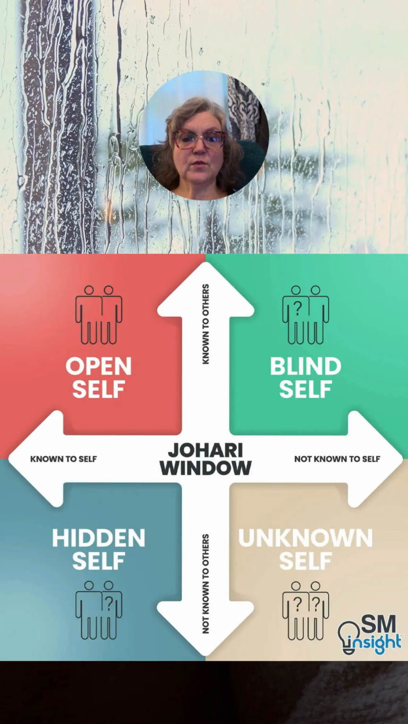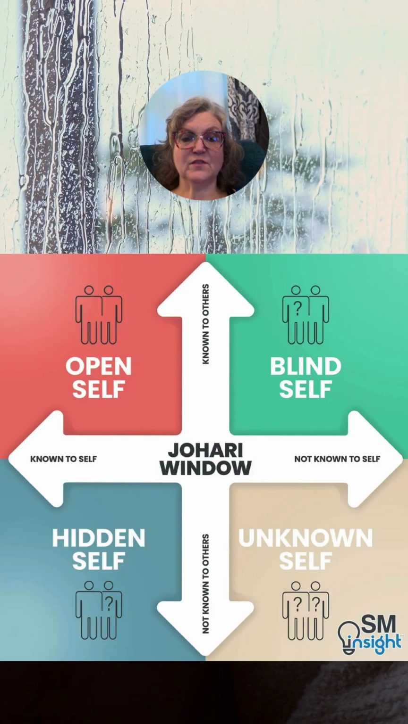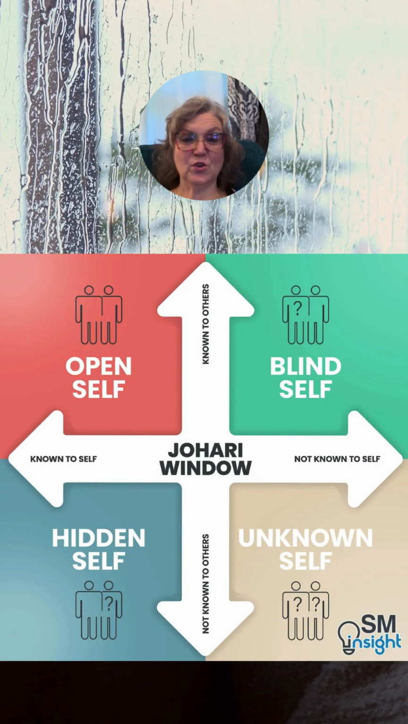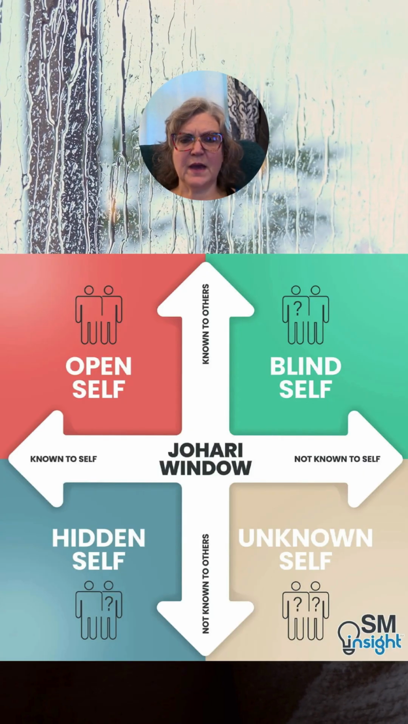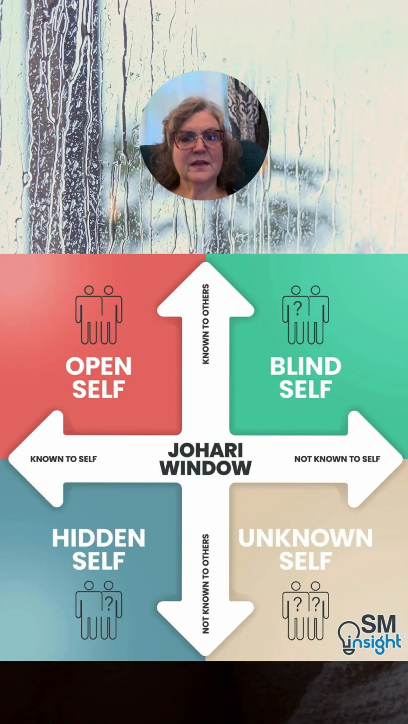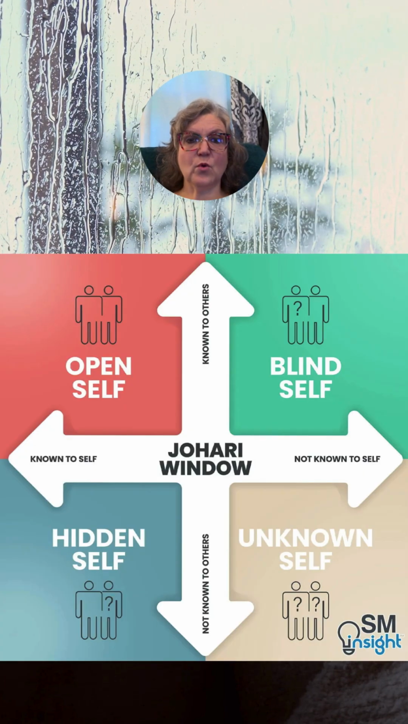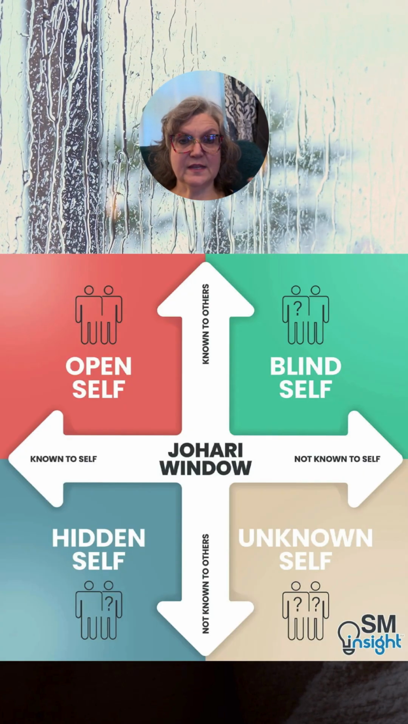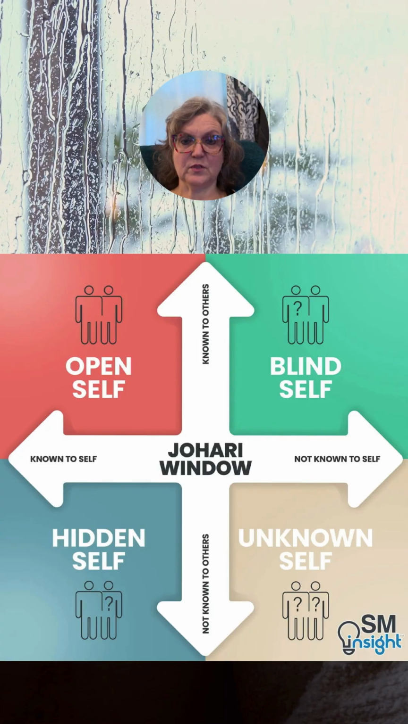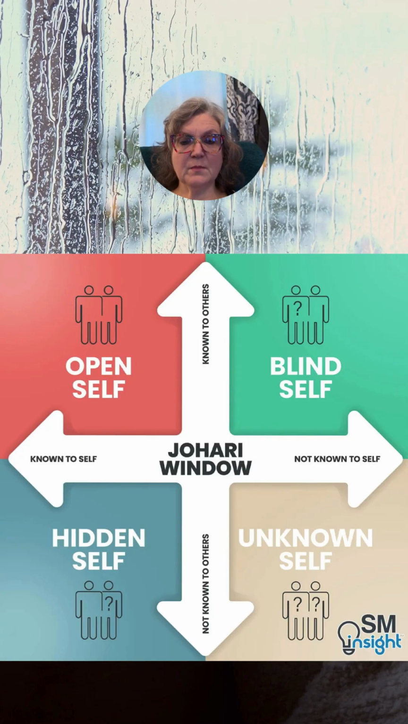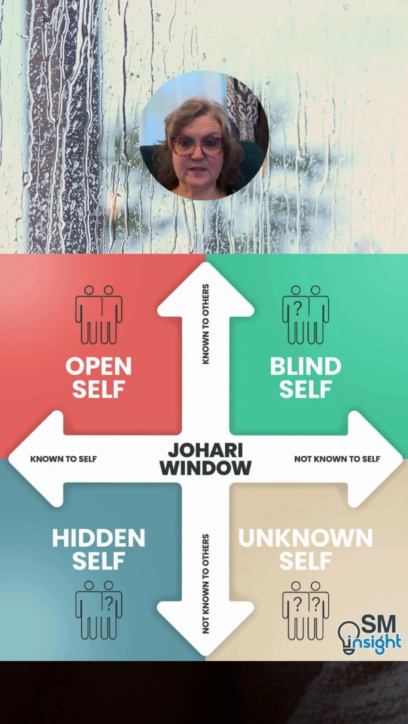When you go over to the top right, to the blind self, that's what people might know about you, but you don't know about yourself. So have you ever gotten feedback? You'd be like, I don't do that. That's typically your blind self, or that's a spot where you can't see that about yourself, but other people clearly see it.